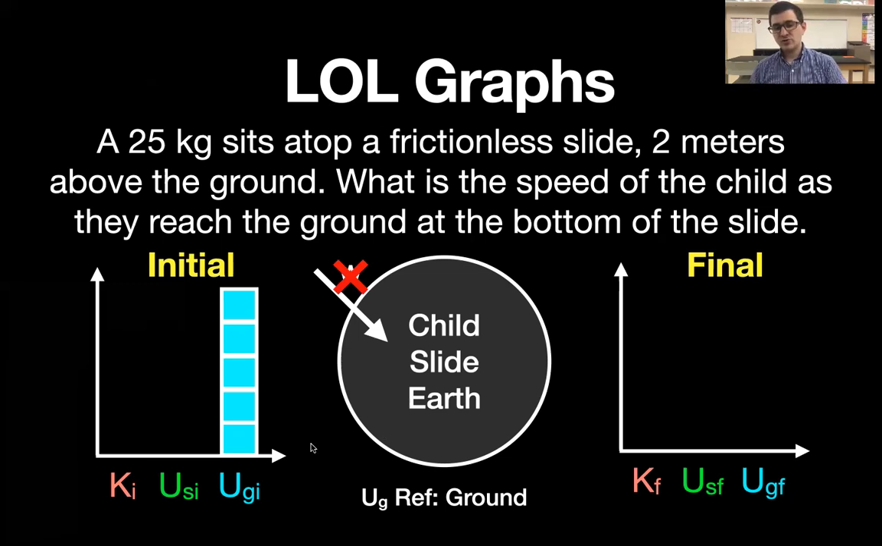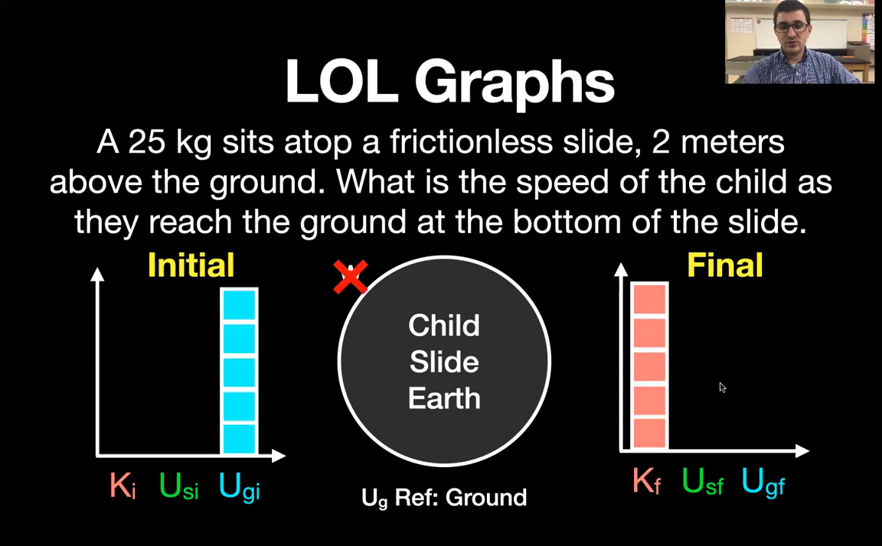But because the ground is our reference point, there's going to be no gravitational potential energy at the end. And since there's also no spring, no spring potential energy, we can say that all of that gravitational potential energy has turned into kinetic energy. So using that information, we can solve the problem.